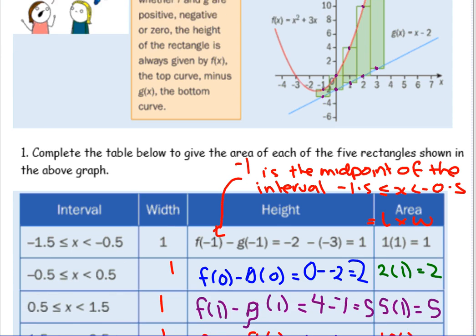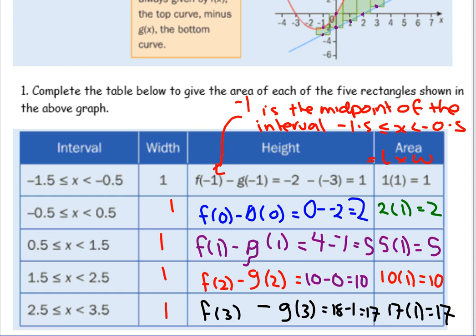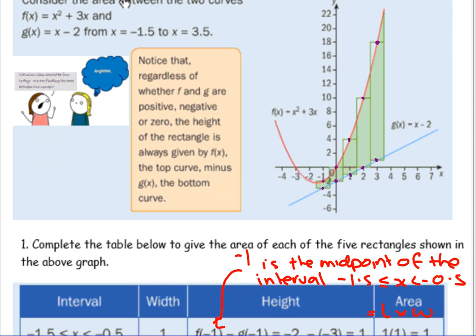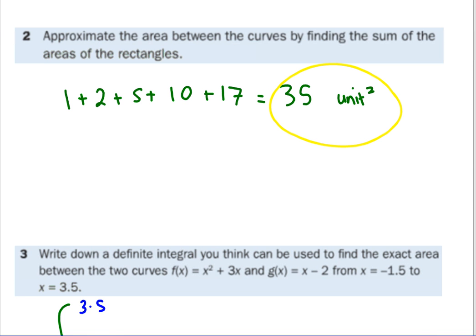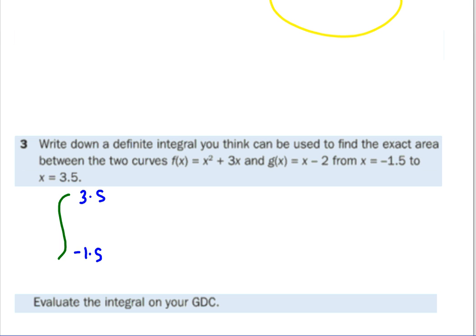What do you notice about why we did the f of x first? It's just a really easy reason. Because it's the higher one. It's the higher one. So notice we do the higher one first, minus the lower one. So using that logic, you could start by writing f of x minus g of x, or you could just go straight to writing these two things and subtracting.